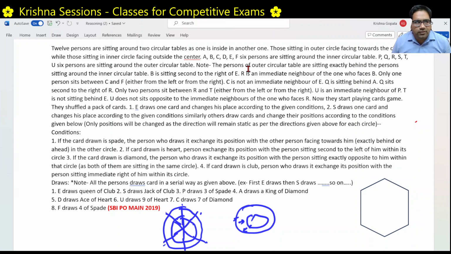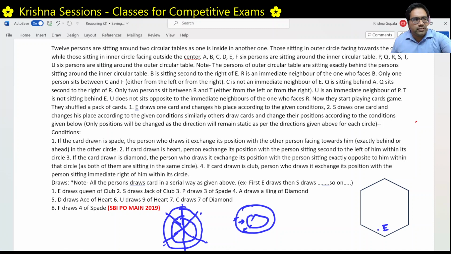Okay, so what we will do? Inside people will face outside, outside people will face inside, both facing each other, right? The persons on this are exactly behind the person sitting around in the circular table. Okay, B is sitting second to the right of E. A, B, C, D, F are sitting inside circle, in the inner circle, right? B is sitting to the right of E. E is sitting inside. B is also sitting inside. A, B, C, D, F are sitting inside.